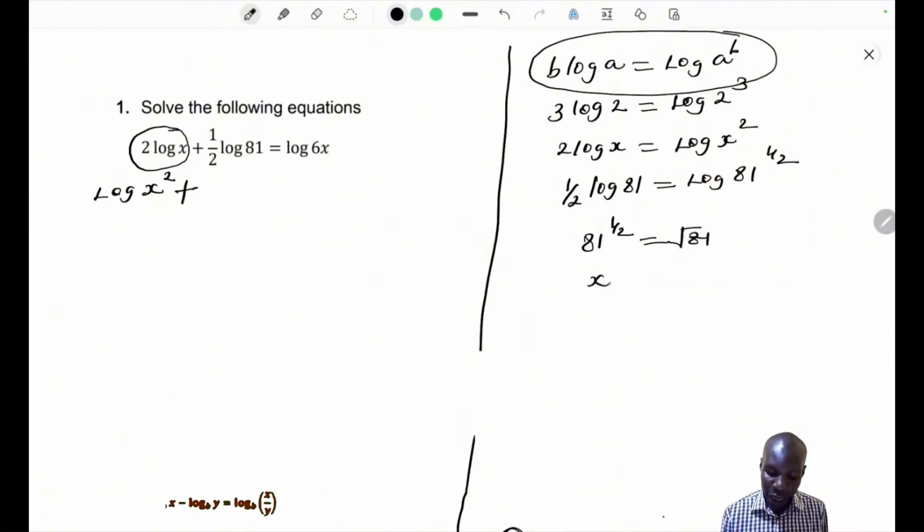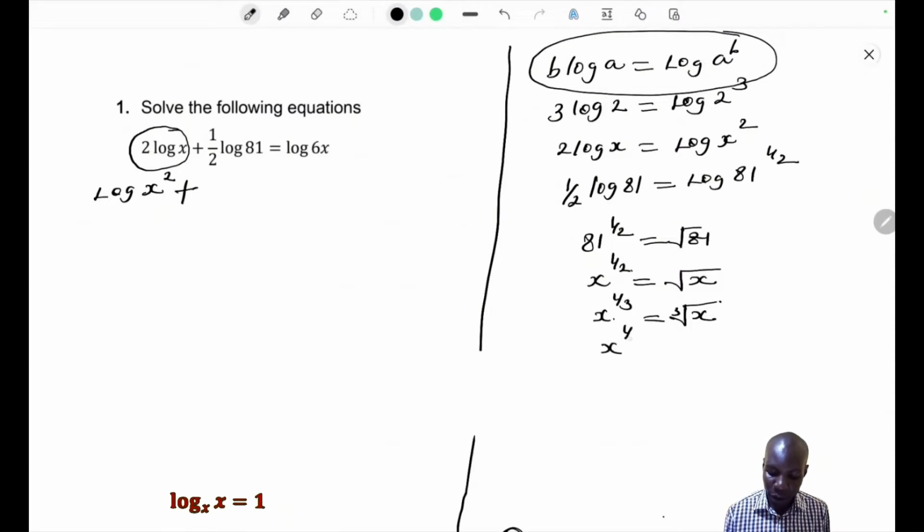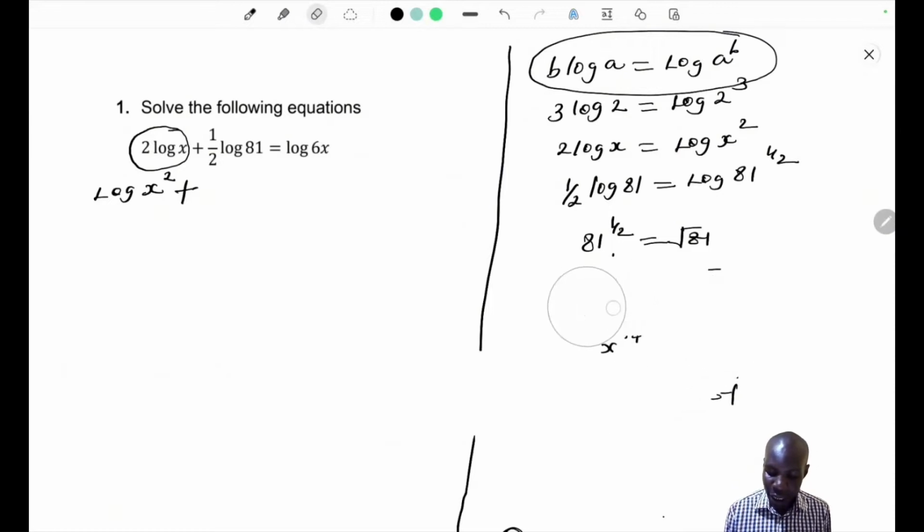Because if you are given a number x to power 1 over 2, you must know that that is the same as the square root of that number x. If it is x to power 1 over 3, this is the same as the third root of x. If it is x to power 1 over 4, this is the same as the fourth root of x. So if we are given 81 to power a half, we must know that that is the square root of 81.